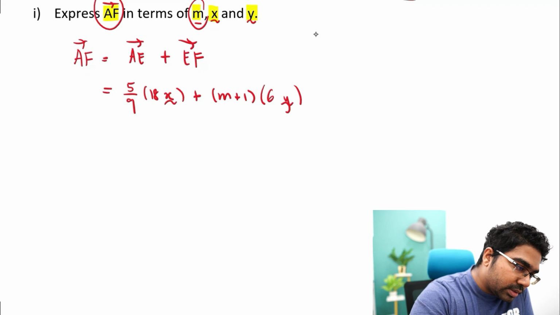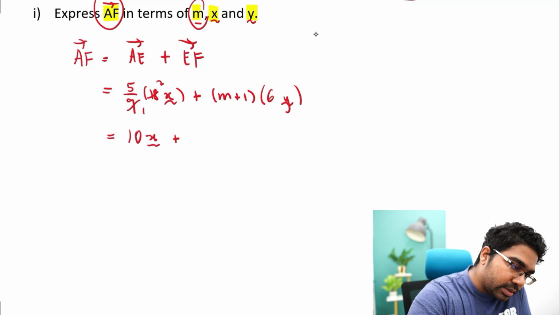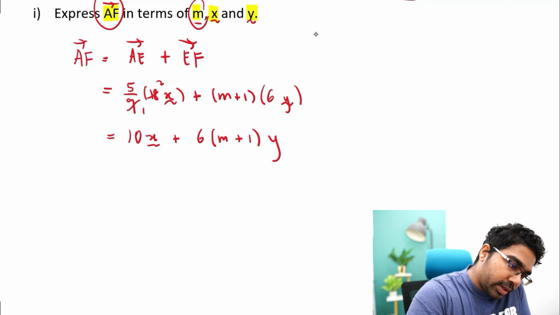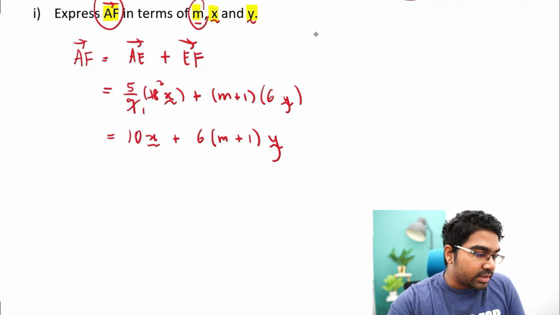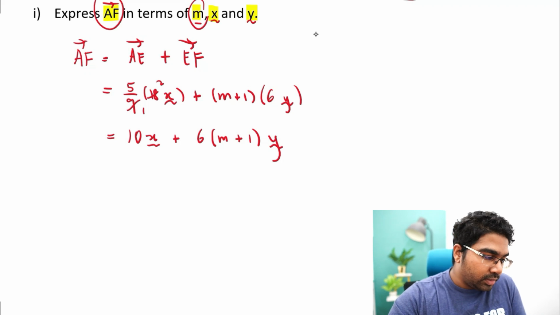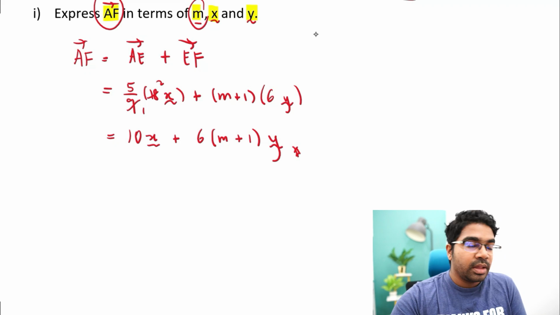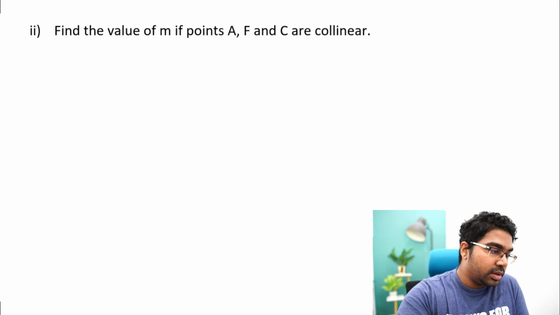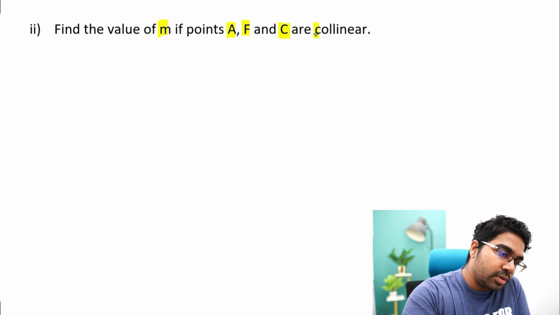Okay, so now let's simplify this. This is 2, so 10x. This is equals to 10x plus 6 times m plus 1 times y. We're going to leave it as a factor. You don't have to expand it, because that is the simplest form. Factorize it out. This is done. Now, find the value of m if points A, F and C are collinear.